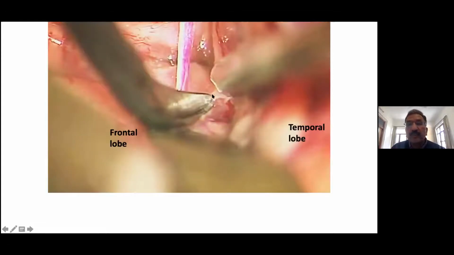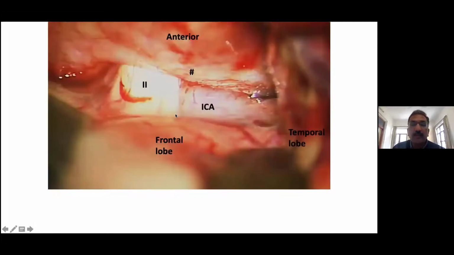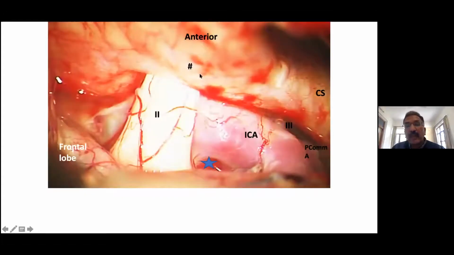This is the Sylvian dissection being done. This is the Sylvian vein. This is the frontal lobe, the temporal lobe. The dissection is being done. And as soon as you open the Sylvian fissure, you get the internal carotid artery and the second nerve, and you get the planum sphenoidale here. This is the planum sphenoidale, internal carotid artery, the second nerve.